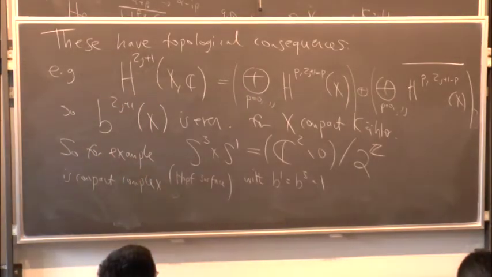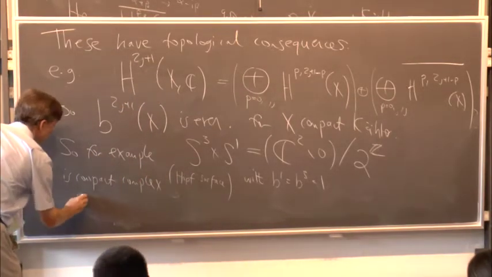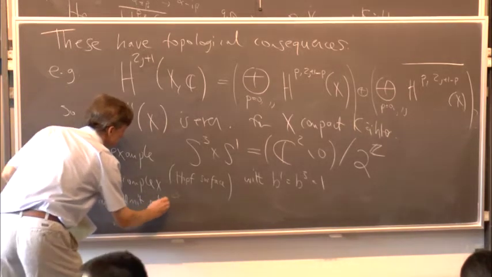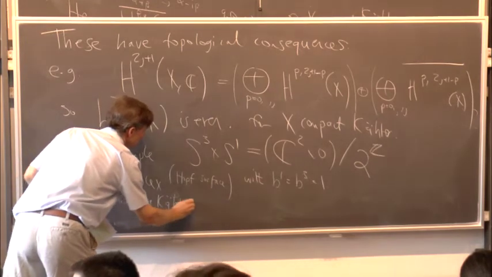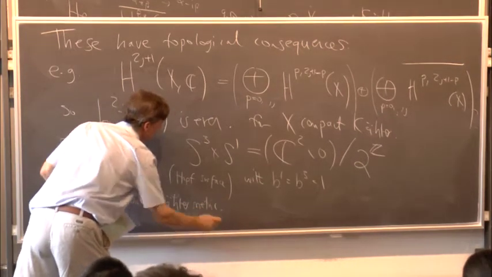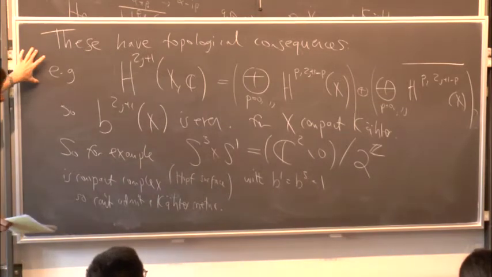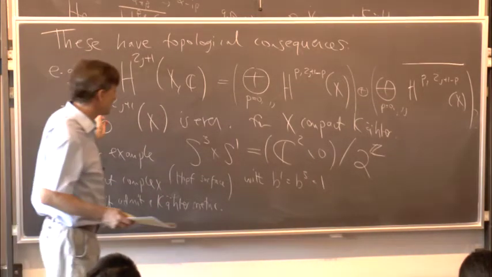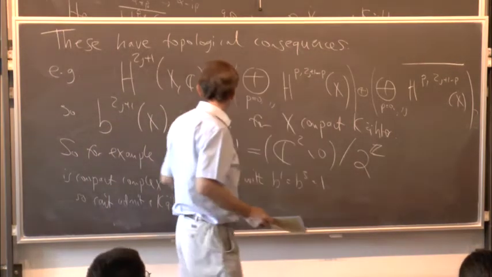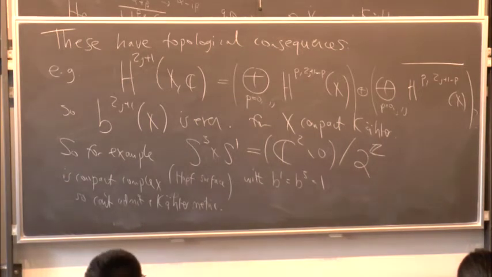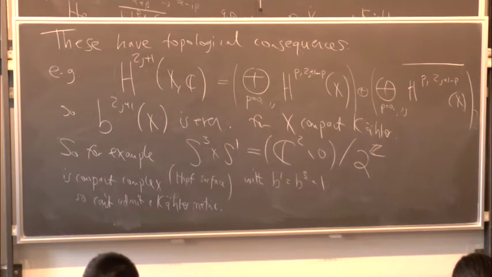So it can't admit a Kähler metric. So this is a compact complex manifold which can't have a Kähler metric. This also implies that it can't be a complex projective manifold. You can't embed it into any complex projective space, because if you could, then it would have a Kähler metric by restriction.